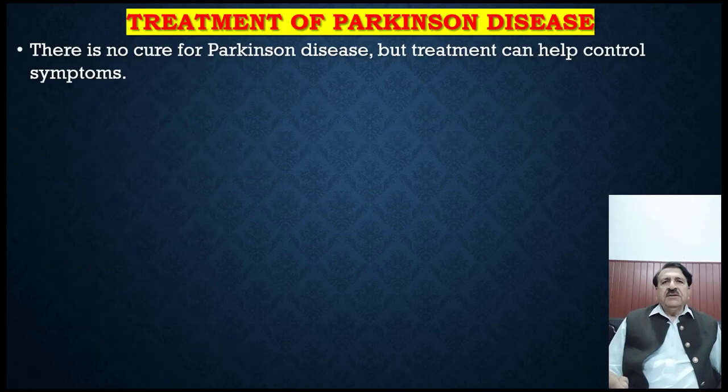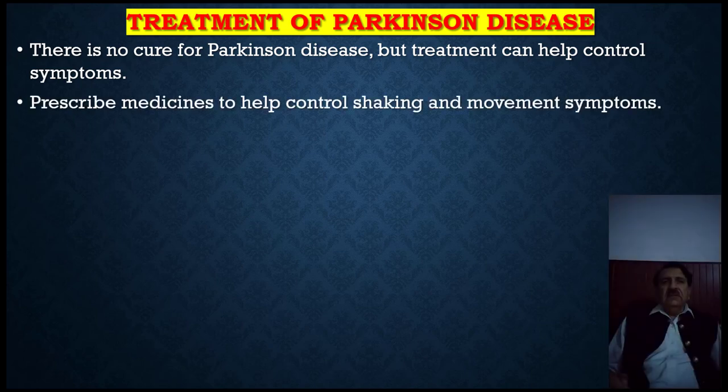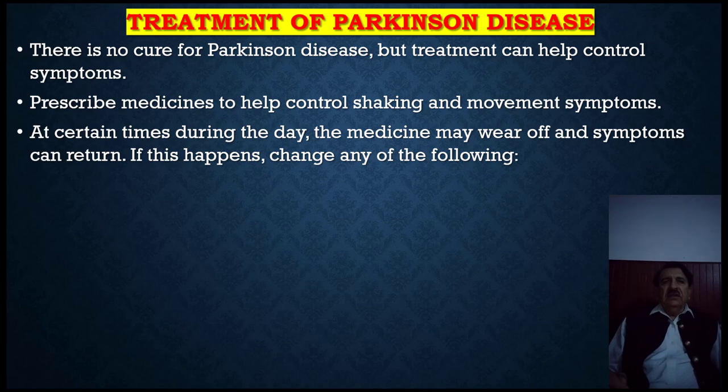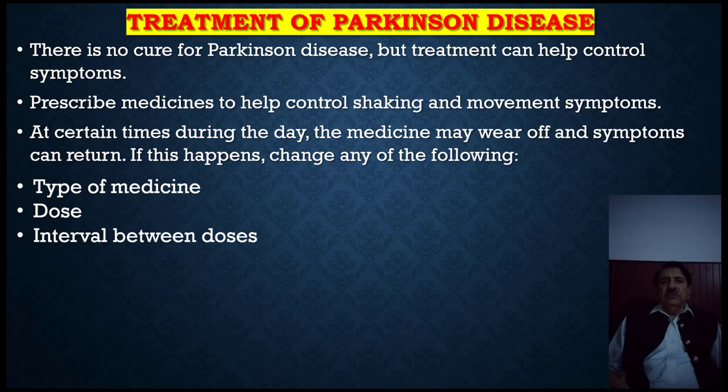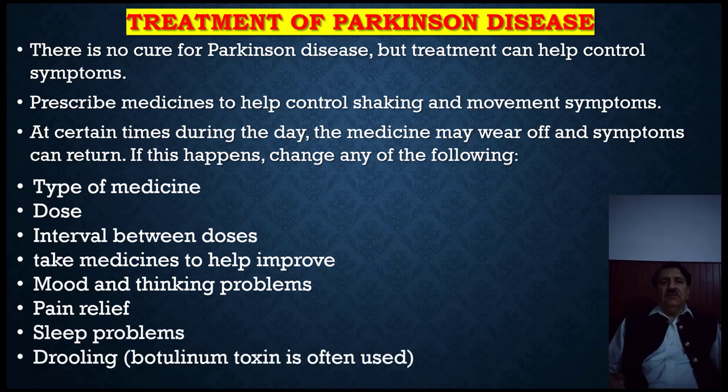Treatment of Parkinson's disease. There is no cure for Parkinson's disease, but treatment can help control symptoms. Prescribe medication to help control shaking and movement symptoms. At certain times during the day, the medicine may wear off and symptoms can result. If this happens, change any of the following: type of medicine, dose, interval between doses. Take medicine to help improve mood and thinking problems. For pain relief, sleep problems, drooling, botulinum toxin is often used.